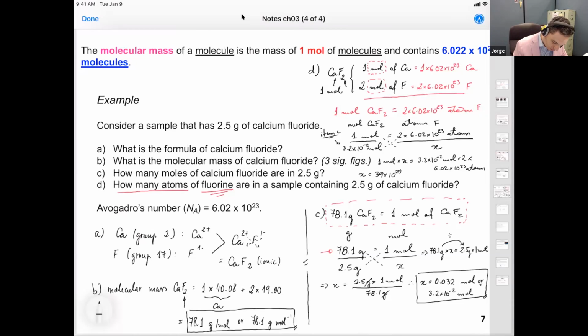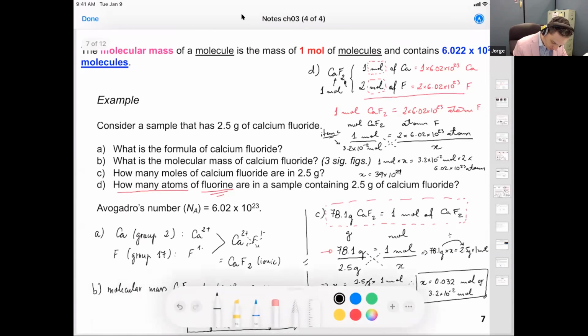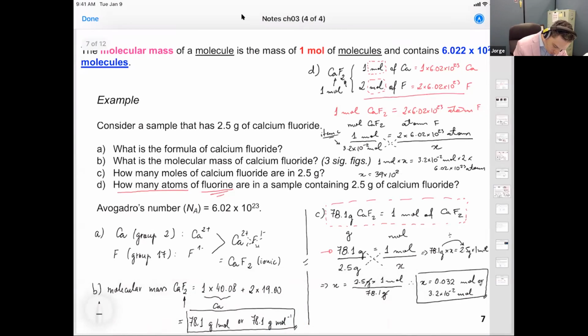And according to my numbers here, this is going to be equal to 39 times 10 to the 21. Oops. To the 21 atoms of fluorine. I'm sorry, this got really squeezed here. Or if you want to represent it in a more adequate scientific notation, that's going to be 3.9 times 10 to the 22 atoms of fluorine.